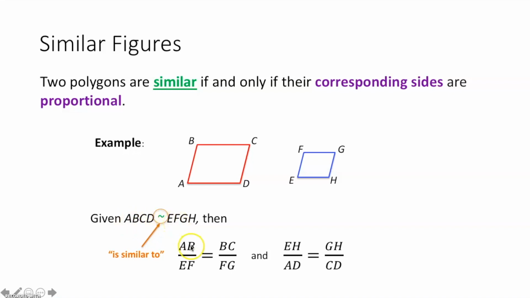Now, down here, you can see I can create a proportion based on these corresponding side lengths because these two are similar. So I can say the measure of AB over the measure of EF has to be equal to the measure of BC over the measure of FG. And why is that? Because two polygons are similar if and only if their corresponding sides are proportional. So if I were to set up these two ratios and simplify them down, they would be equal to one another because these two figures are similar.